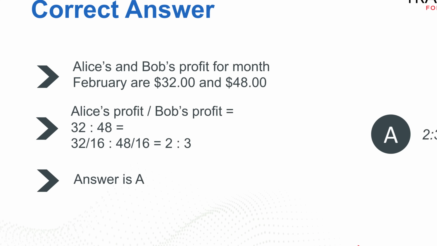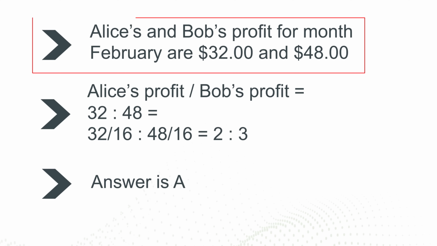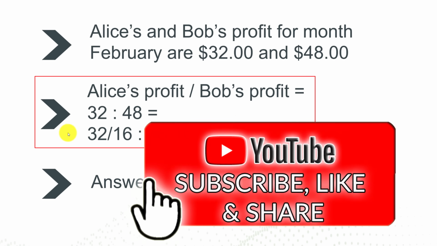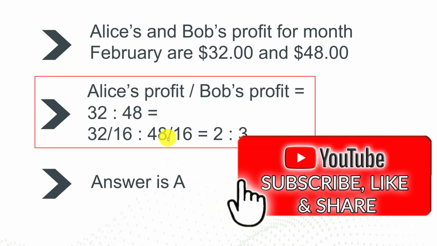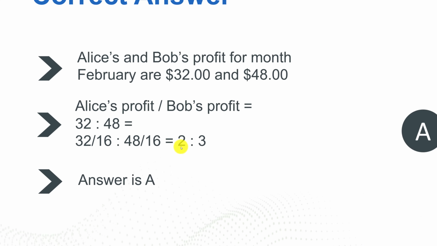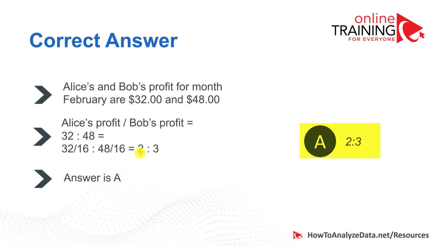First, to get to the right answer, you need to identify Alice's and Bob's profit for the month of February, which is represented by amounts of $32 and $48. So the ratio of Alice's profit to Bob's profit is 32 to 48, which is an equivalent of 32/16 to 48/16, which is an equivalent of 2:3. So the correct choice here is choice A, 2:3.